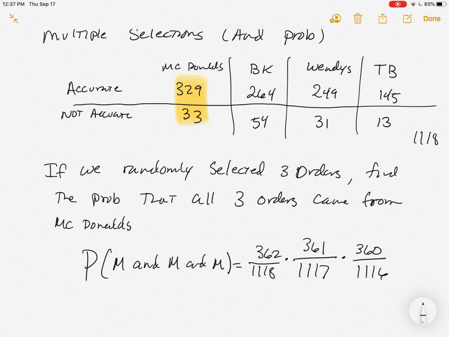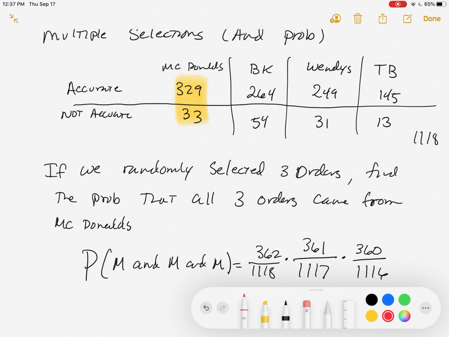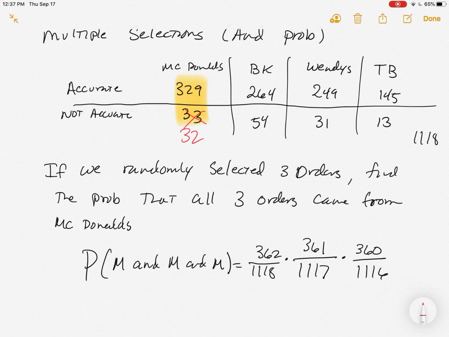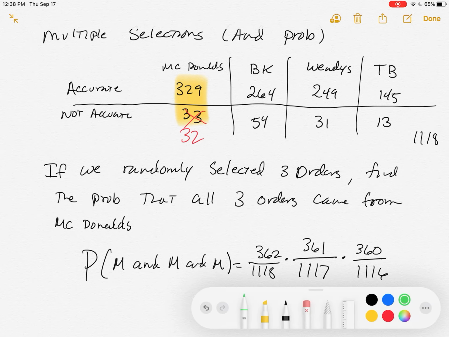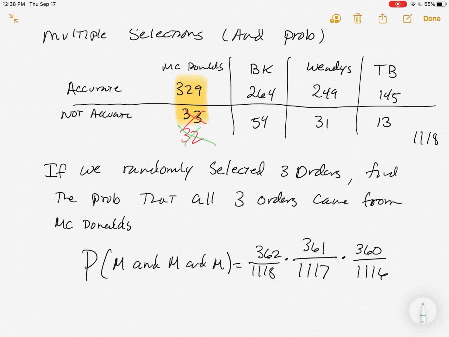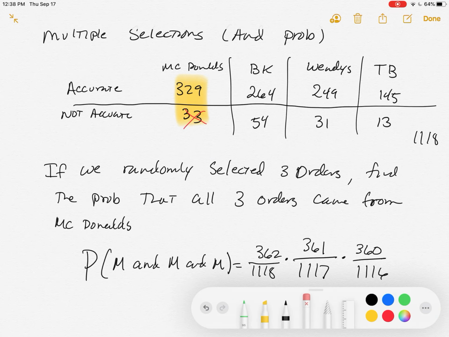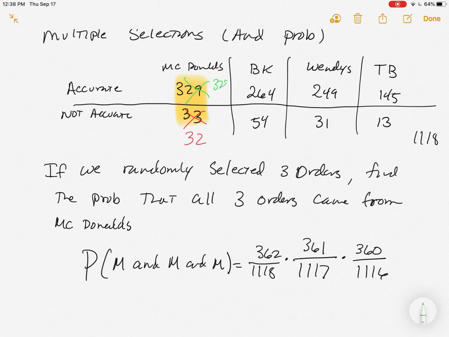So let's play this scenario a little bit more. With the first one, I think you see the 362 over 1,118. It's highlighted. Now what happened? We took an order away. Maybe we took one of these away, and now there's only 32 there. Now I'm down to 1,117 and 361 orders from McDonald's. What happened then? Well, I took another order, and maybe it could have come from the accurate ones, but maybe it came from the non-accurate ones. Actually, let me make that more clear. But you're losing an order every time. So remember, this was 32 under here, but maybe we took one from the accurate orders up here, and this is 328. Now I'm down to 360 out of 1,116.